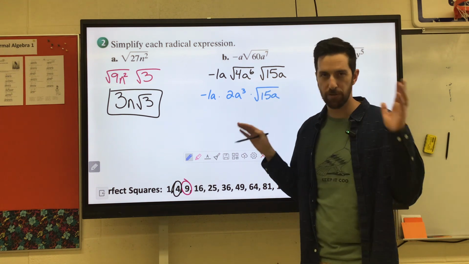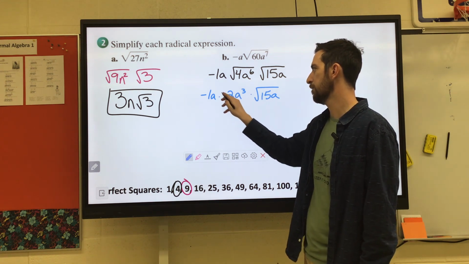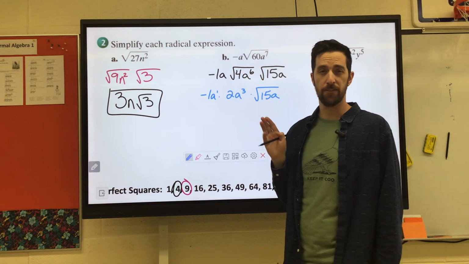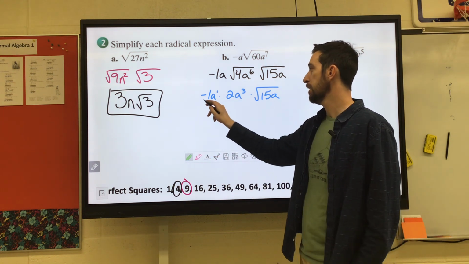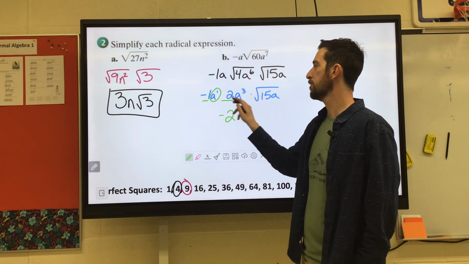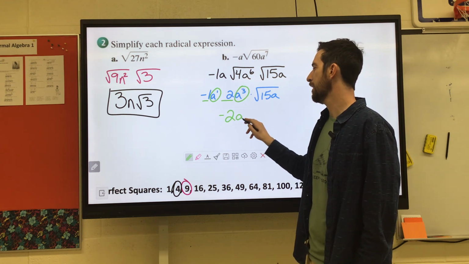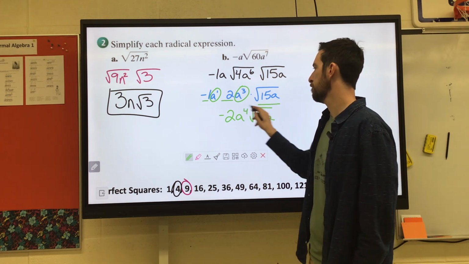We've taken out all the perfect squares, so now we just need to do this -1a times 2a to the 3rd. If it helps, you can think of it as -1a to the first times 2a to the 3rd. -1 times 2 is -2. A to the first times a to the 3rd would be a to the 4th. Those are some old exponent properties in there.